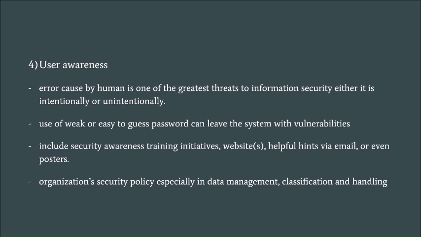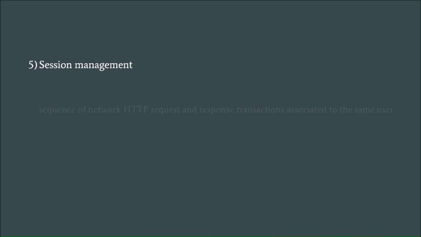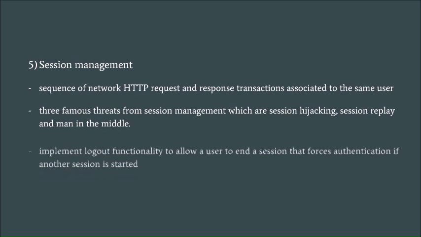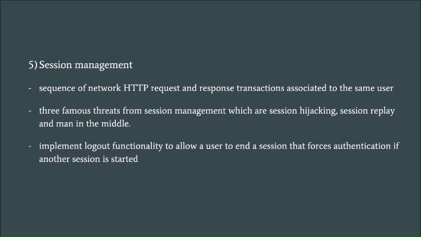The next issue is user awareness. As we know, error caused by humans is one of the greatest threats to information security, either intentionally or unintentionally. So the control is, we suggest that systems should include security awareness training initiatives, websites, helpful hints via email or even posters. And the organization also should include a security policy, especially in data management, classification and handling.